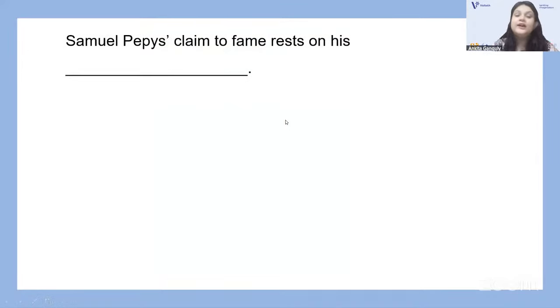Next. Samuel Pepys' claim to fame rests on his dash, on his diary, right? John Evelyn and Samuel Pepys were the famous diarists of the Restoration period. In the Restoration period, who was restored to the throne? Yes, Charles II was restored to the throne of England in 1660.